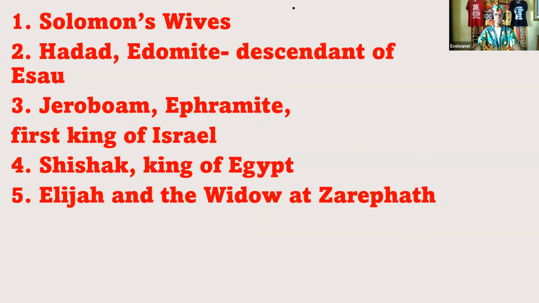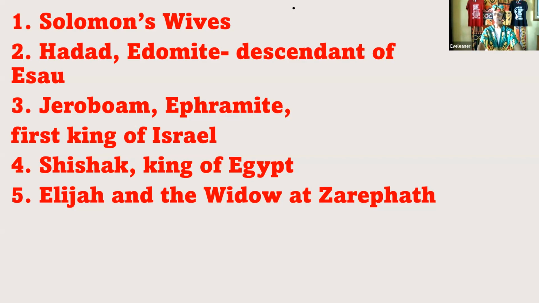So in this particular video, we are going to go over Solomon's wives. Number two, Hadad, who is an Edomite. He's a descendant of Esau. Number three, Jeroboam. He's an Ephraimite. He's the first king of Israel. And then there's Shishak, king of Egypt. And number five is Elijah and the widow at Zarephath. So we're going to learn a lot of interesting things about them.